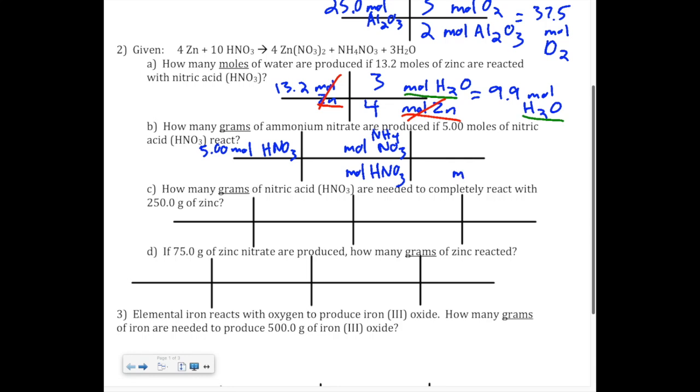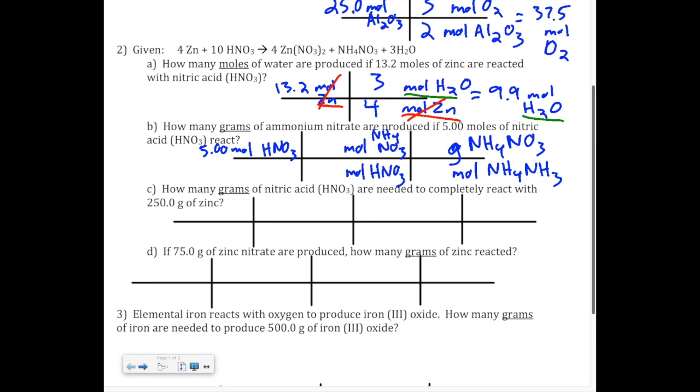And then I put moles of NH4NO3. Notice I'm always copying the exact same units, and I'm going to put grams of NH4NO3. Okay. I tend to leave these units blank. I like to fill in my units first, and then I like to fill in the numbers after that.